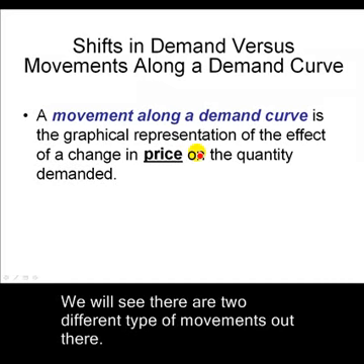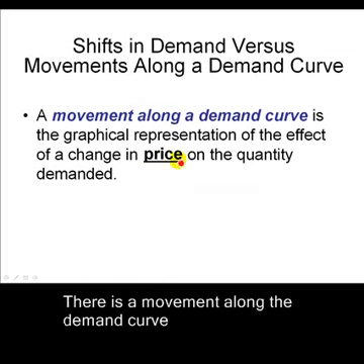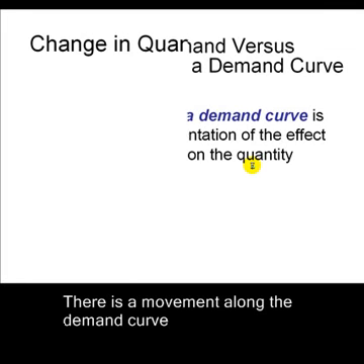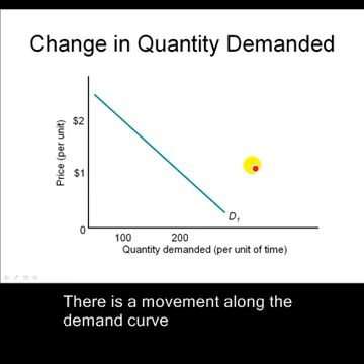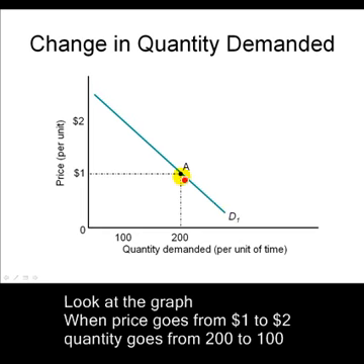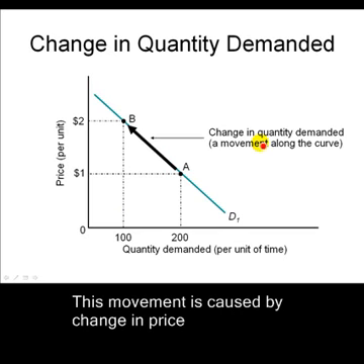A movement along the demand curve is what happens when price changes, it moves the quantity demanded. So let's look at that graphically. Look at this graph. At point A, at $1, we are selling 200 units quantity being demanded. When the price goes up to $2, quantity demanded falls by 100. We move up to point B. This is called a change in quantity demanded, or a movement along the demand curve. This is only caused by a change in price.